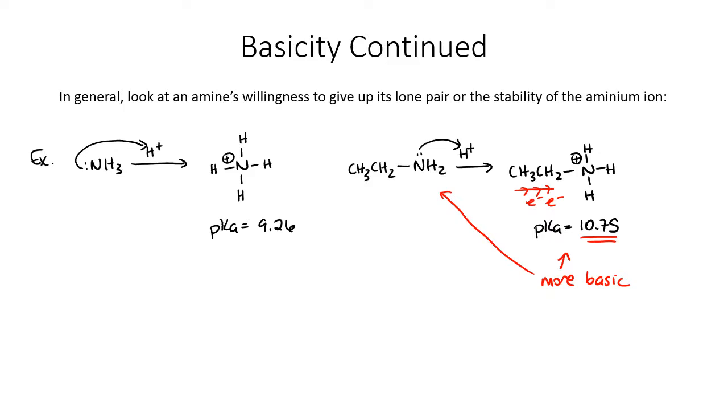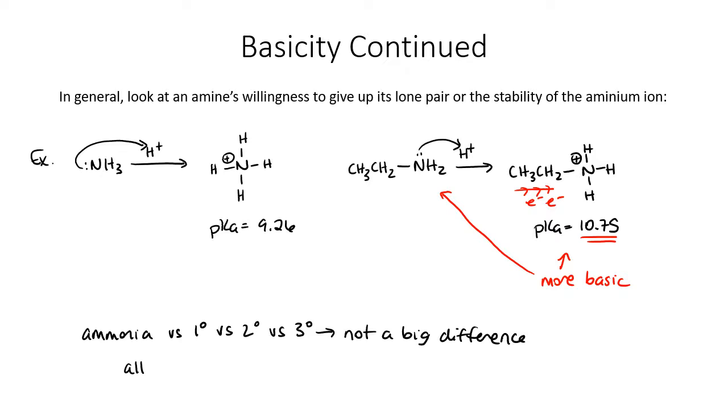Now in general, the stabilization of alkyl groups is not great. So the difference between ammonia versus primary amines versus secondary versus tertiary is not a very big difference. For all of these types of amines, they'll all have pKa's of around 9 to 11. So on the next few slides, we'll look at different types of amines and see how these are going to compare to typical alkyl amines.